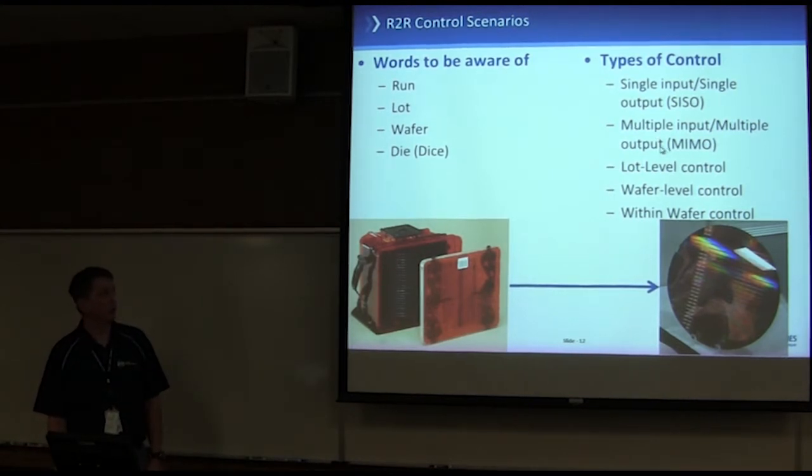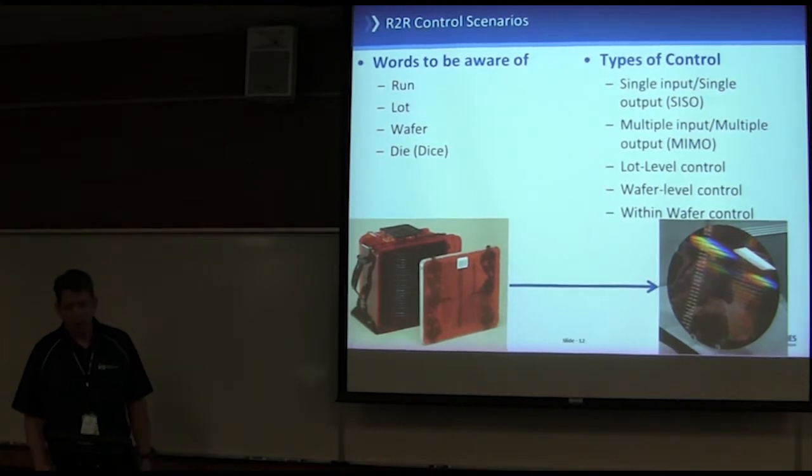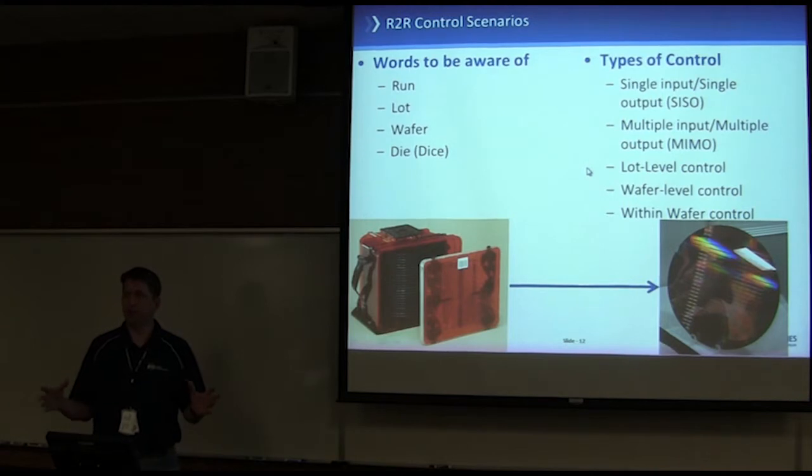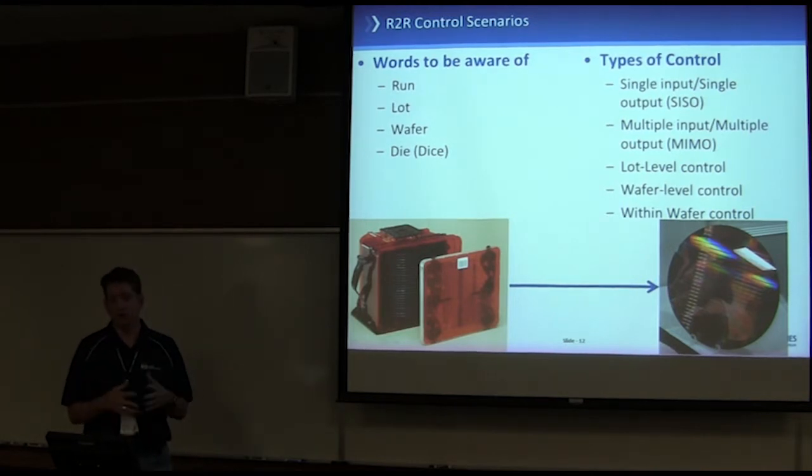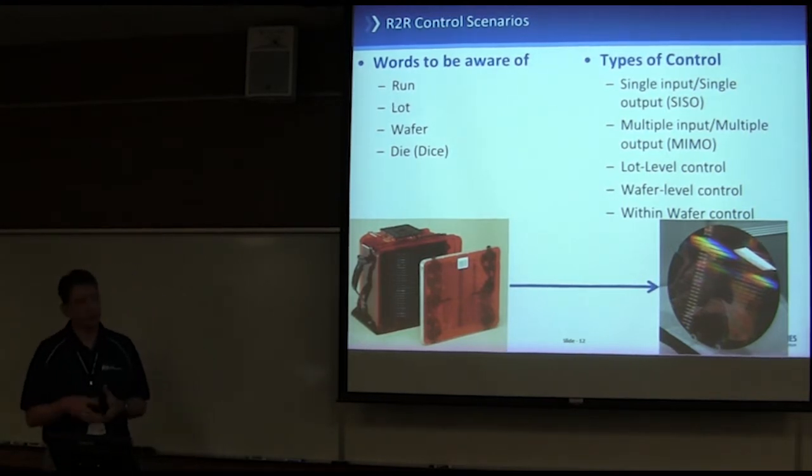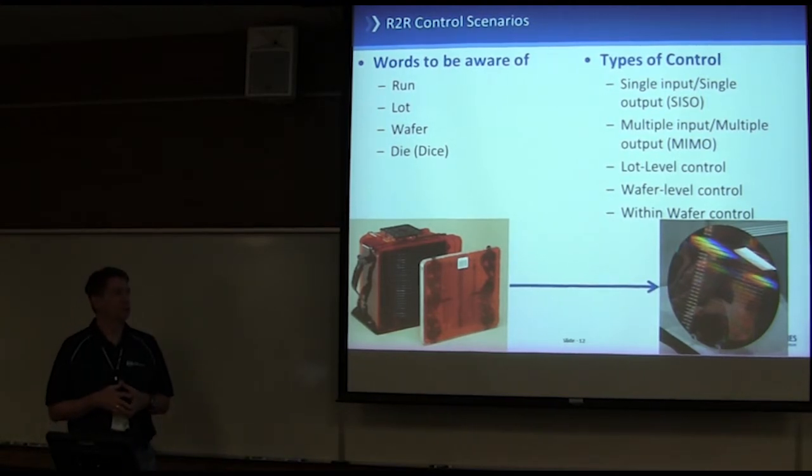For multiple input, multiple output, or MIMO controllers, we use a different set. These are a linear set of equations, and we use a state space solution almost exclusively for the MIMO controller. And we'll have lot level control, so you make a decision based upon what the lot did. You'll also have wafer level control, so each wafer has its individual time or temperature or whatever. You make an adjustment on each wafer that runs in the tool.